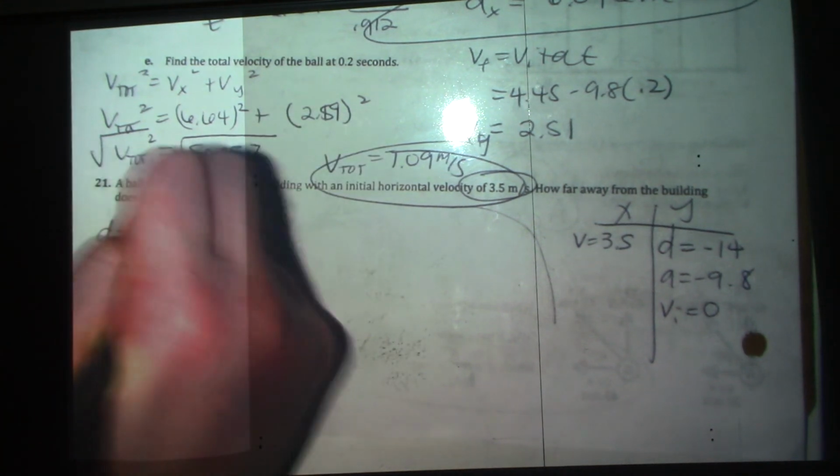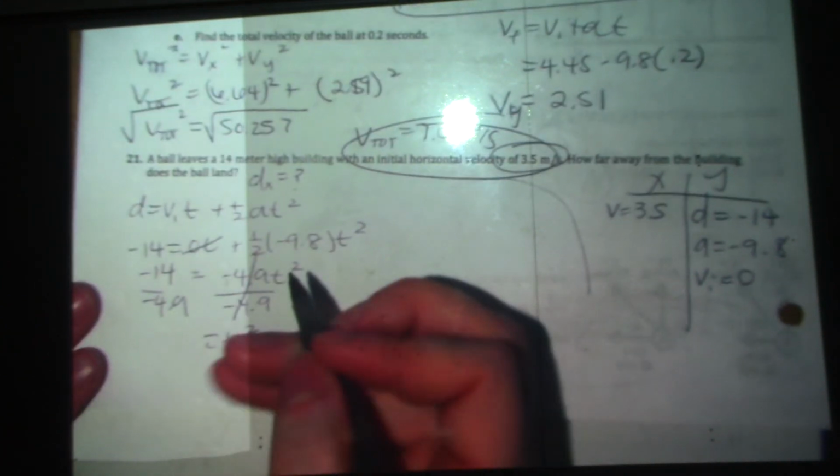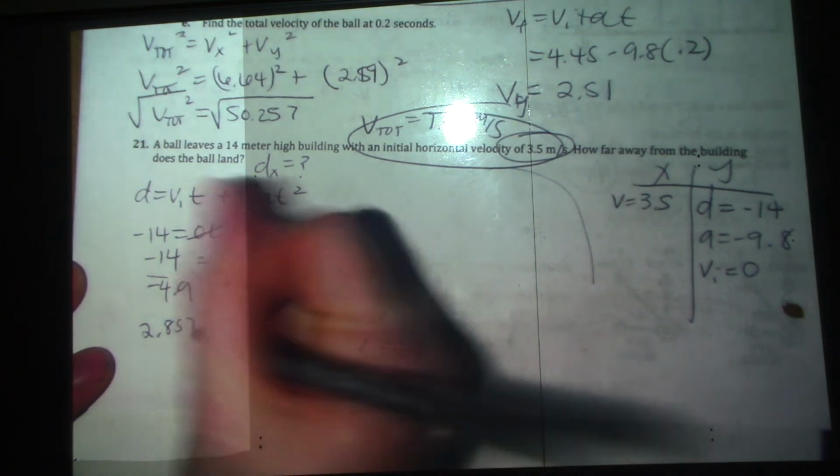So d equals v_i t plus 1/2 a t squared: negative 14 equals 0 times t plus 1/2 times negative 9.8 t squared, which is negative 4.9 t squared, because 1/2 of 9.8 is just this. Now I need to divide the negative 4.9 over. T squared is 2.857. That's what t squared is, so now I need to take the square root, and you get that your time is 1.69.